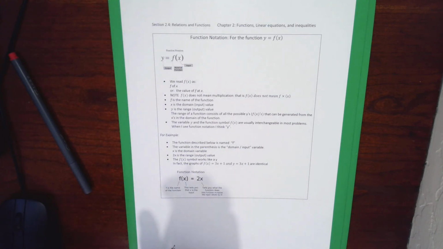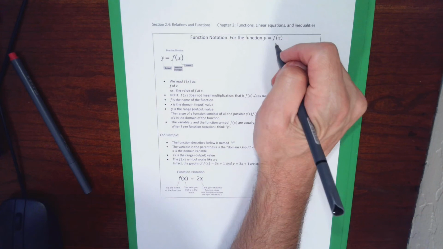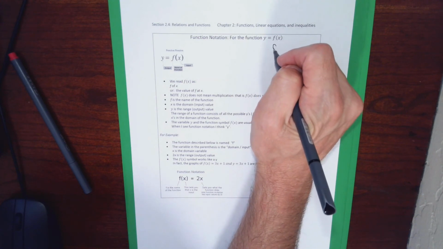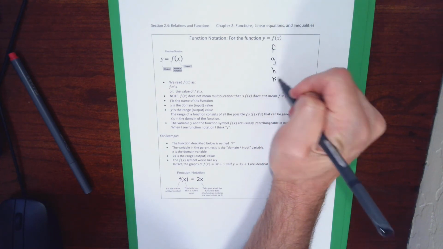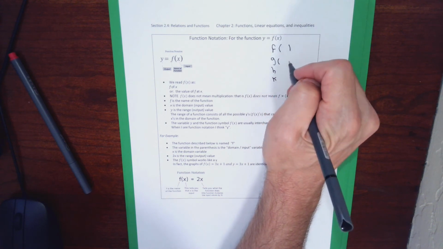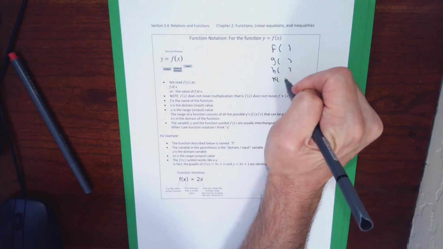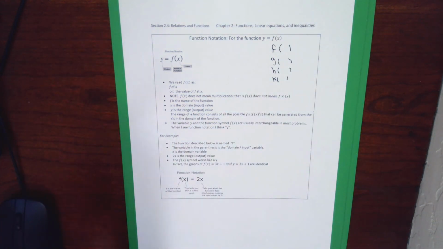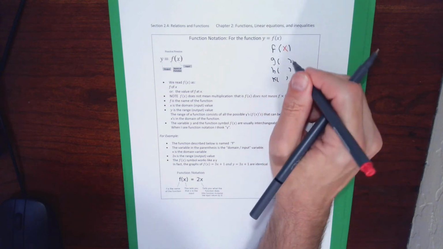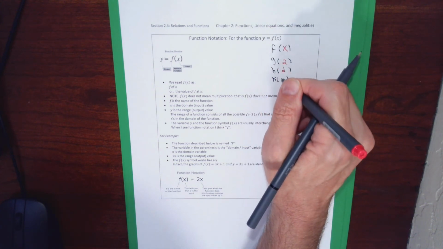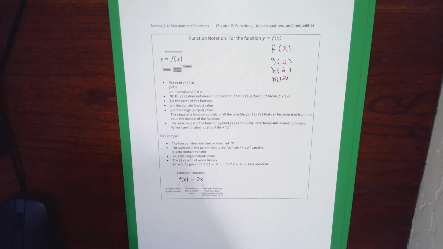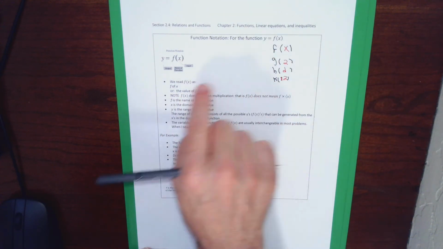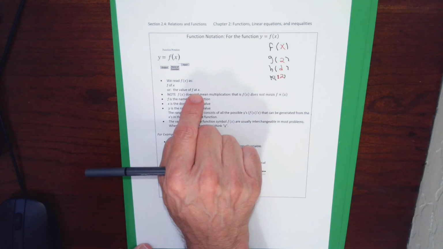Anyways, function notation, big deal, not so complicated. When I see a lowercase letter, usually the letter F, but sometimes the letter G, sometimes the letter H, sometimes the letter K, followed by a parentheses, this is usually function notation. And inside the parentheses can be anything. This is considered function notation, and I read this, at least I read this, as f of x, or the value of f at x.